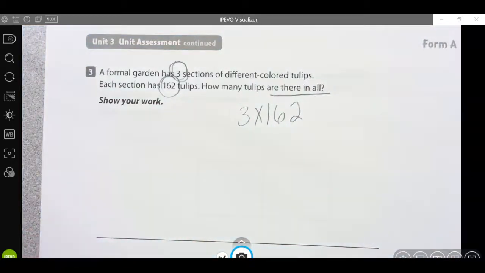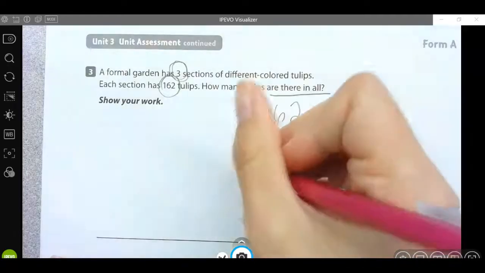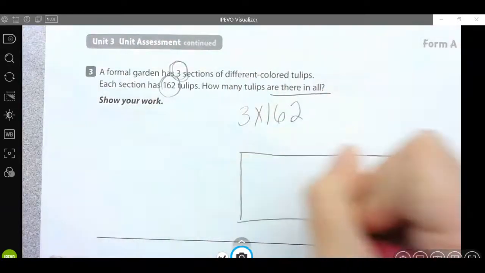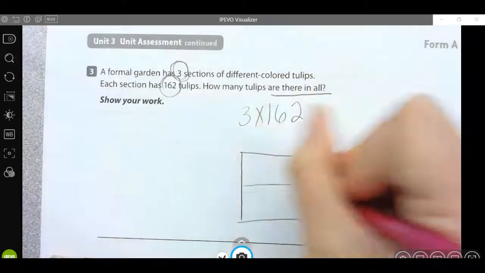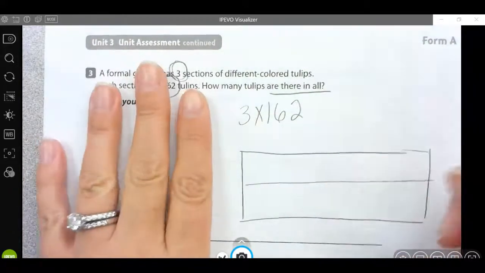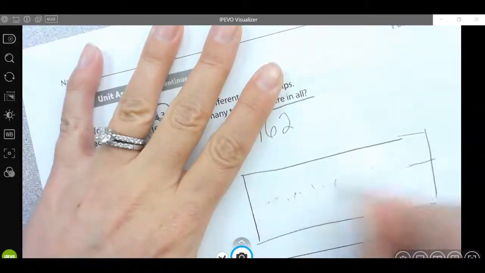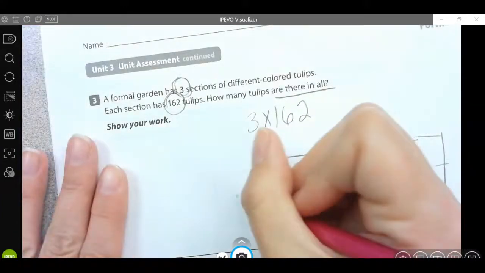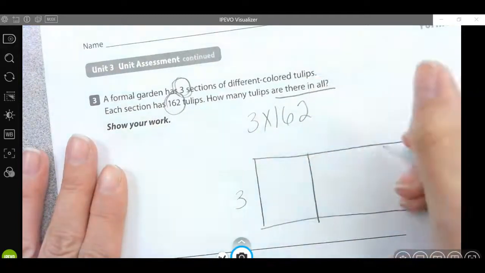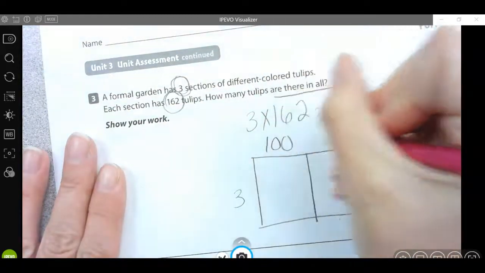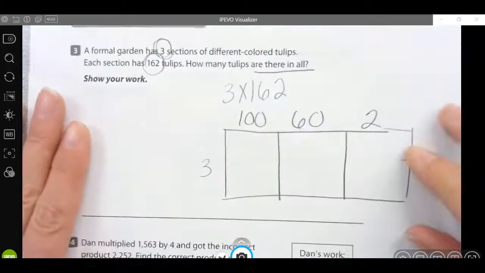So there's 3 sections, right? One section's over here. That has 162 flowers. One section's over here that has 162, and over there. So we're adding them up, and we know that repeated addition is multiplication. So go ahead and work this out on your whiteboard. You only need 1 and then 3. Okay, go ahead and work that out.